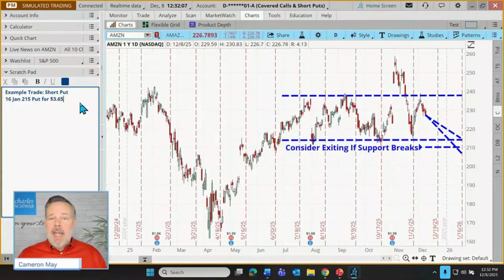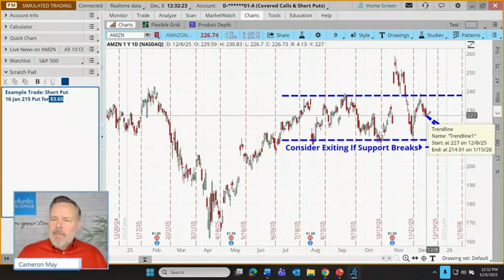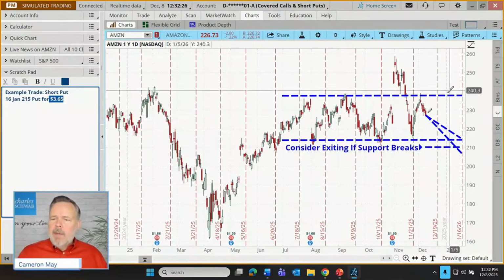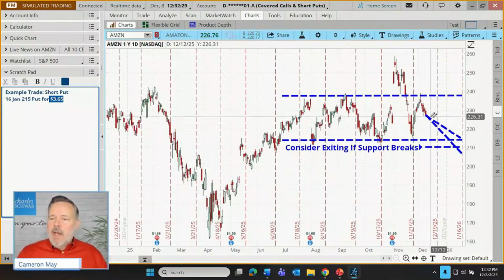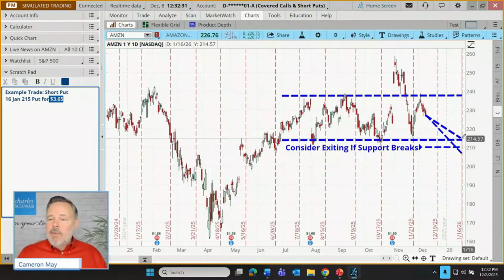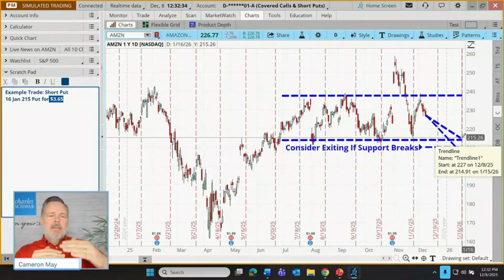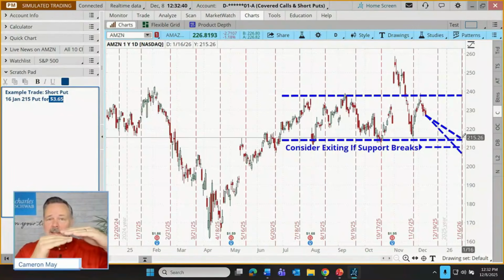What's the most likely outcome for this trade? Most likely outcome is we just realize this gain and we don't wind up with share ownership. Come January 16th, maybe we just move on and go look for another income. Because look at where the stock is right now. If the stock goes up, if the stock goes sideways, or if the stock goes down but doesn't go below 215, the most likely outcome there is the shares are worth more than 215. Someone has the right to sell those shares to us for less than those prices. There's not much motivation to do that.